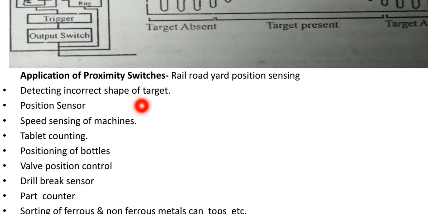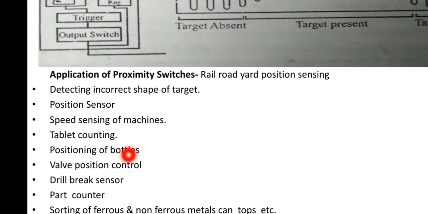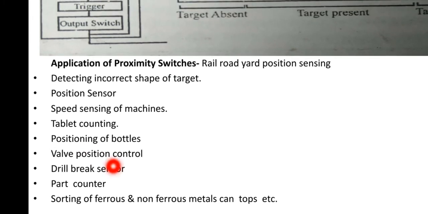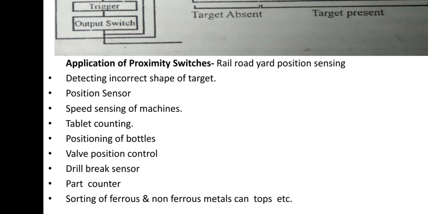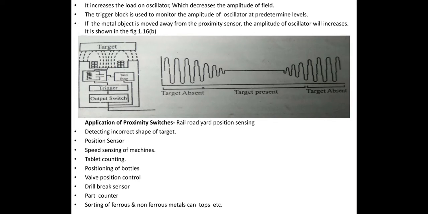Detecting incorrect shape of the target, position sensor, speed sensing of the machines, tablet counting, positioning of the bottles in the bottle manufacturing industries, valve position control, drill break sensor, part counter, okay, and sorting, separating of ferrous and non-ferrous metal, okay, can tops. So these are few applications.